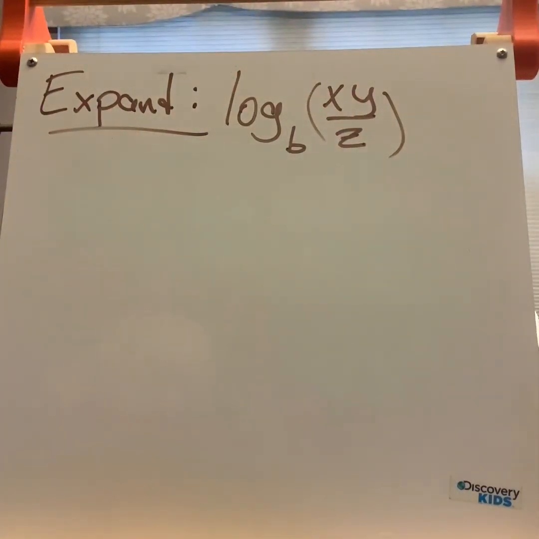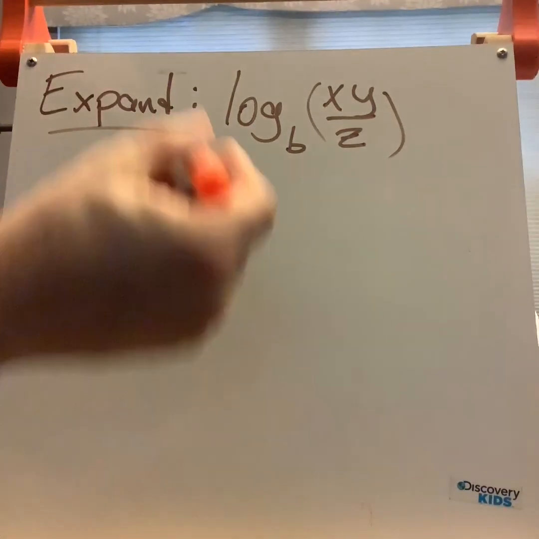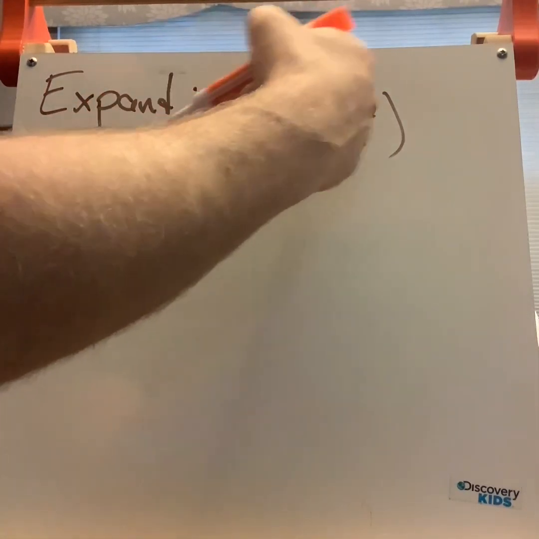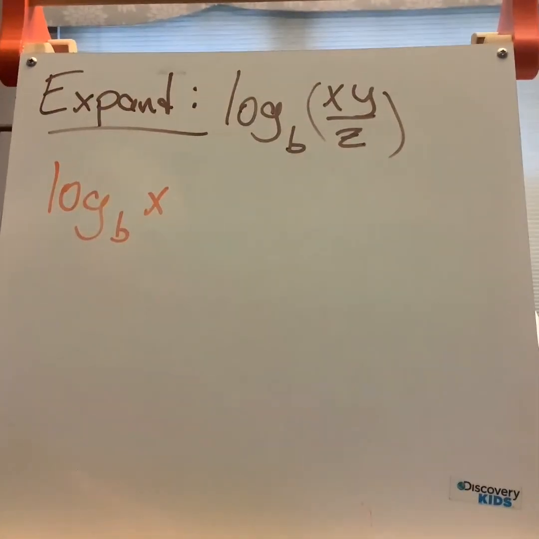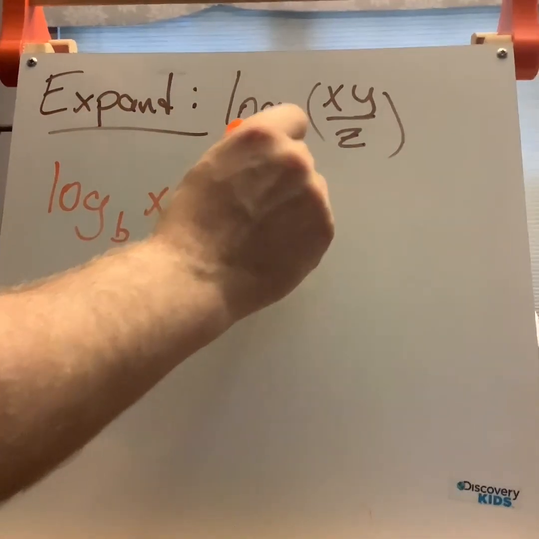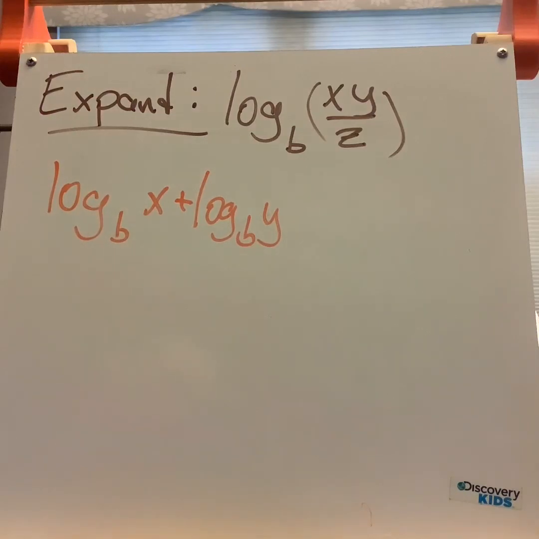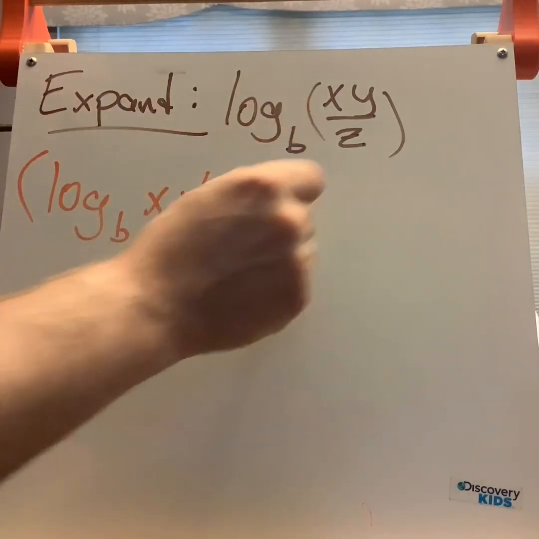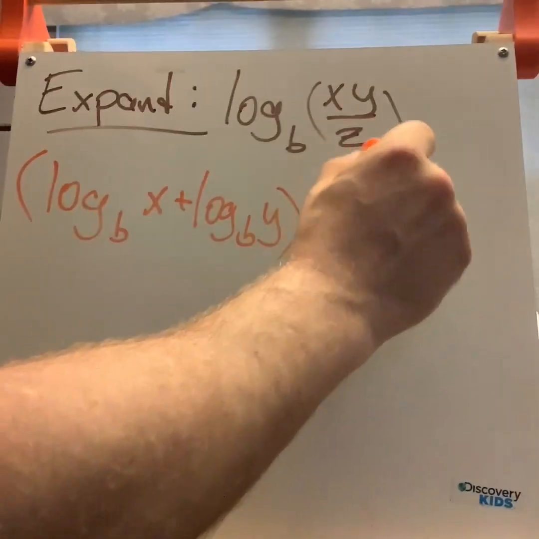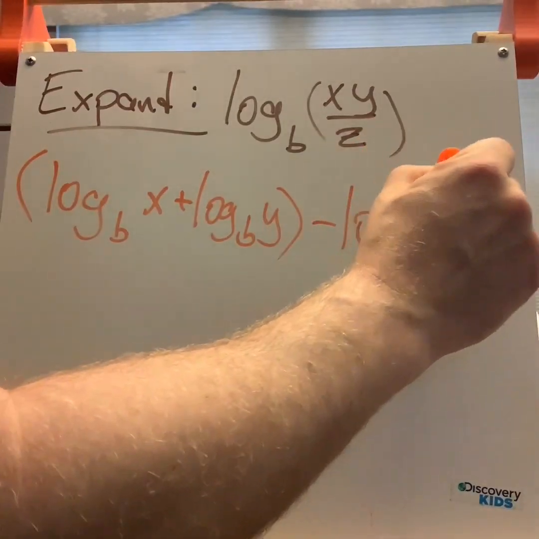So we're going to have to use two different rules here. The first one is we've got the log base b of x. Now that says times y. So what does that mean if we're multiplying? That means plus the log base b of y. Now we know that we are dividing both of those by that z. So we're going to put these two in parentheses because they're kind of like grouped together up top. And then we're going to subtract the log base b of z.